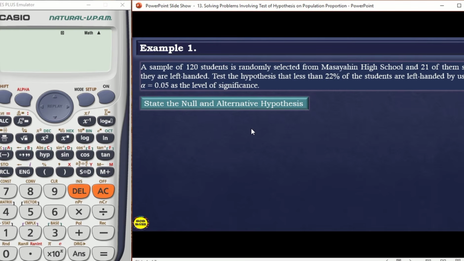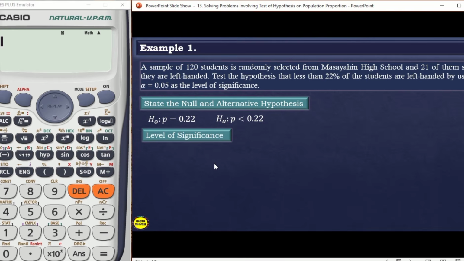So using the hypothesis testing, una, state muna natin yung null and alternative hypothesis natin. So yung null hypothesis natin dito, the population proportion equal dapat sa 22% or 0.22. Since may word tayo dito na less than, therefore, yung alternative hypothesis natin, yung symbol na gagamitin natin is less than. At dito pa lang, alam natin na ito ay one-tailed test kasi yung alternative hypothesis natin less than yung ginamit.